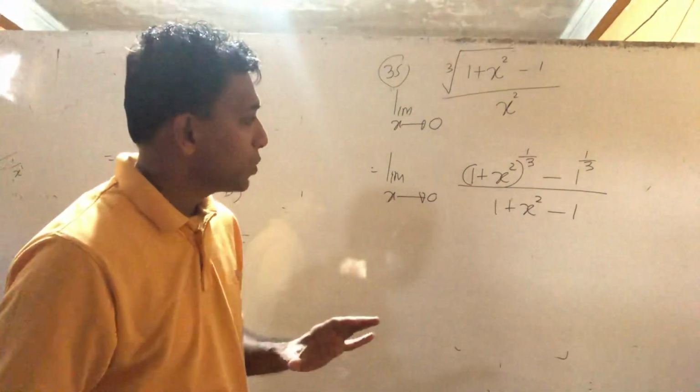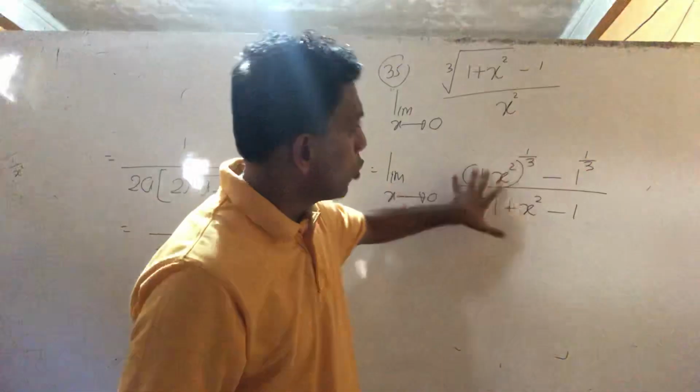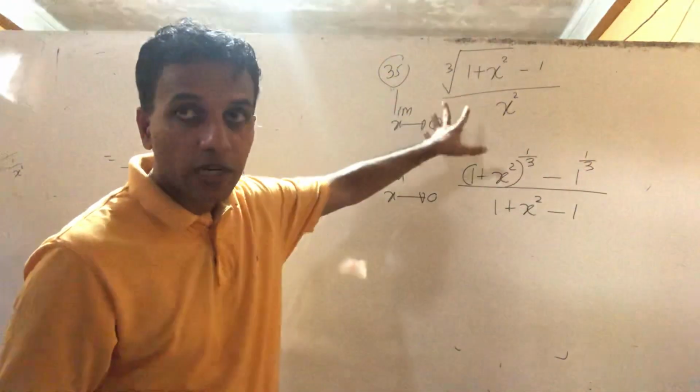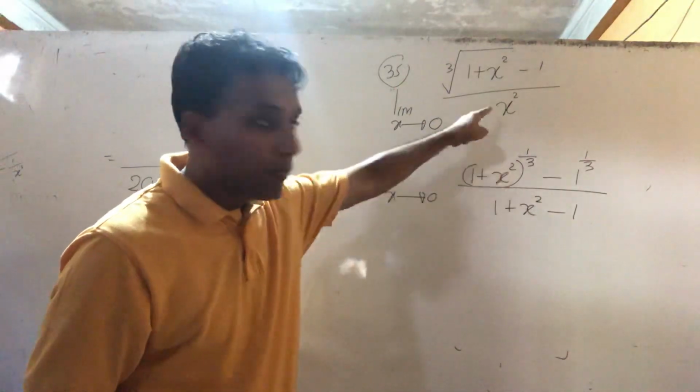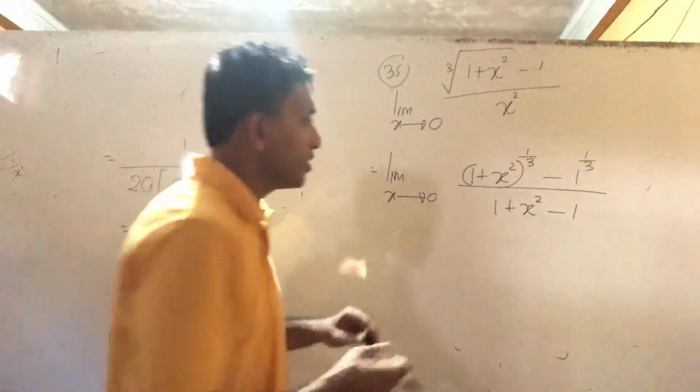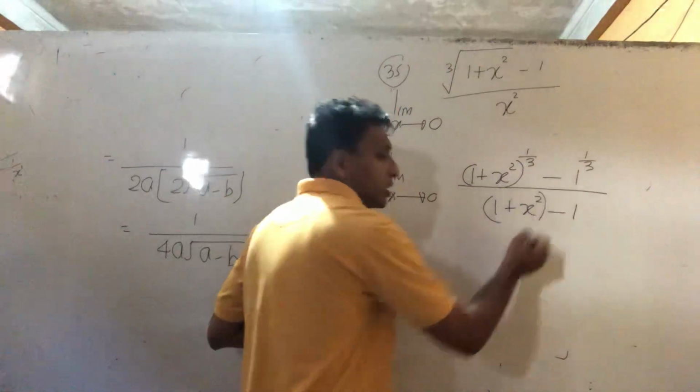The given problem is okay. The numerator is okay. 1/3 means third root here. And see here the 1 cancels, the remaining x square is available. So everything is clear here.